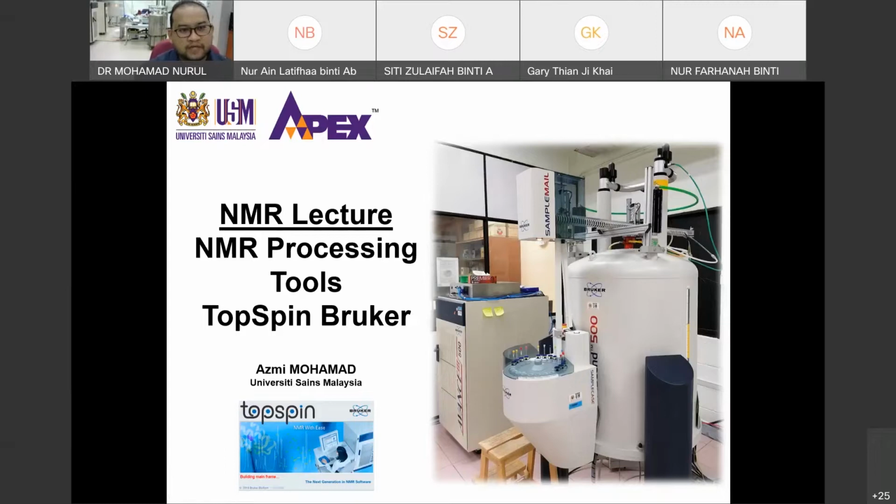My name is Dr. Muhammad Nur Azmi bin Muhammad Taib. I am the coordinator for these NMR machines, which are situated at the ground floor in front of our office. And for today, I would like to do some briefing regarding the NMR processing tool, which is TopSpin, and also some introductions on how you can prepare the NMR sample.